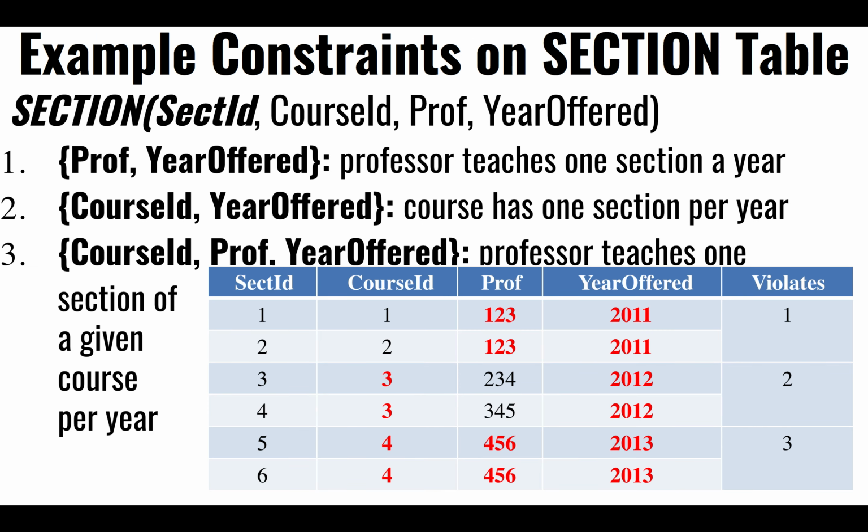So here's a couple of examples on just some random data of sections, courses, professors, and year offered, and some of the examples here in red are breaking some of the constraints. For instance, the first two, where you have the professor and the year offered repeating themselves, is breaking the first one. The later ones, course and year offered repeating themselves, is violating the second constraint.